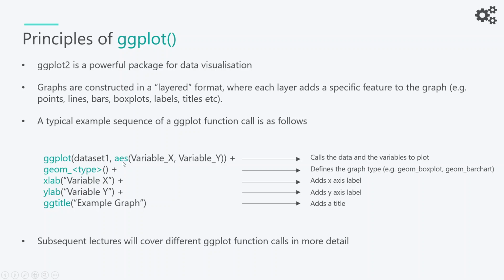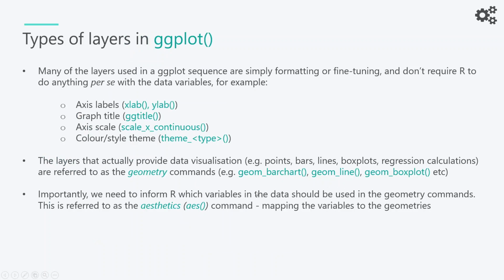So every graph needs to have this aes command where we tell R which variables. In ggplot speak, what we're actually referring to is the aesthetics, and aesthetics is simply referring to how we map the variables to the geometries. So which variables do we need to pull out of the data to map them to the particular geometries of the graphs. So geometries, I mean box plots or line charts or bar charts or scatter plots and so forth.